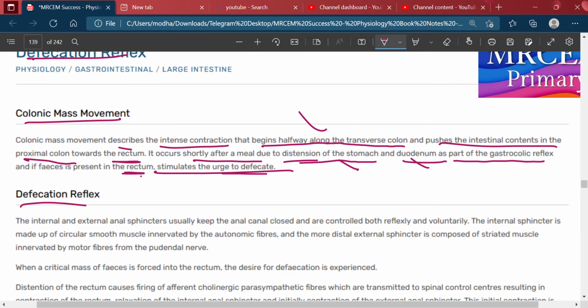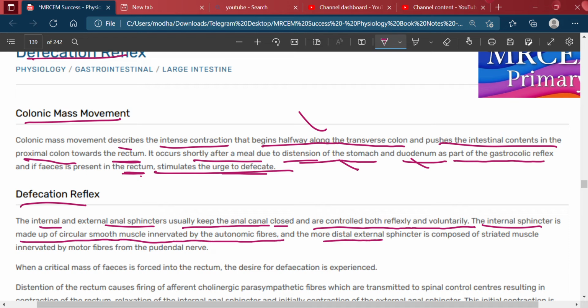Then the defecation reflex. The internal and external anal sphincters usually keep the anal canal closed and are controlled both reflexly and voluntarily. The internal sphincter is made up of circular smooth muscle innervated by autonomic fibers, and the more distal external sphincter is composed of striated muscle innervated by motor fibers from the pudendal nerve.